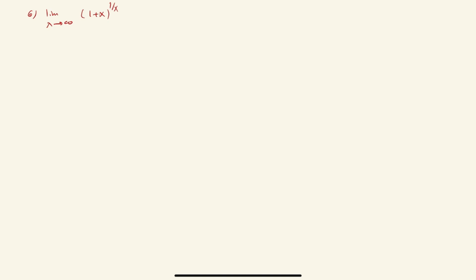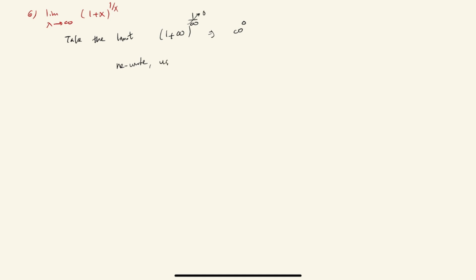Here, limit as x goes to infinity of (1 plus x) to the 1 over x. So again, the first step is to take the limit. So here, x goes to infinity. It's gonna be 1 plus infinity, then 1 over infinity. 1 over infinity is just 0, and 1 plus infinity is the same as infinity. So we have infinity to the 0. This is the same as in the previous problem.